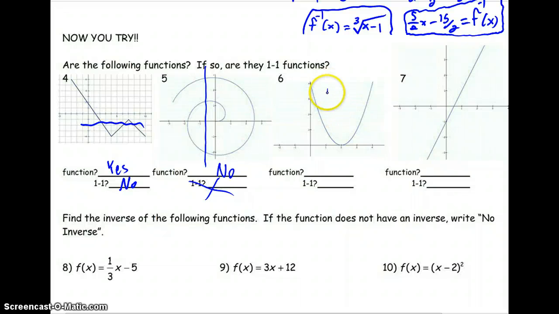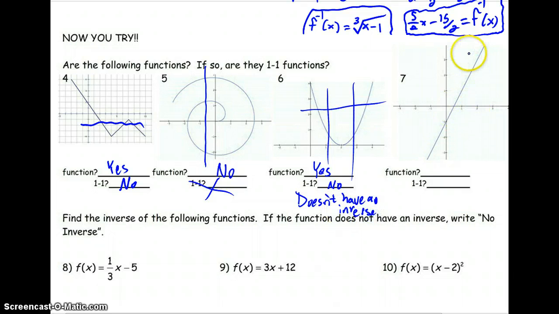Take a look at number 6. We have a parabola, one of the most very famous curves in Chapter 5. Is it a function? Yes. Is it one-to-one? No. What does that mean? It means it doesn't have an inverse. So important for us to know that. We're going to see why in just a moment.